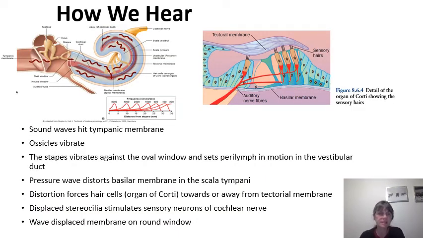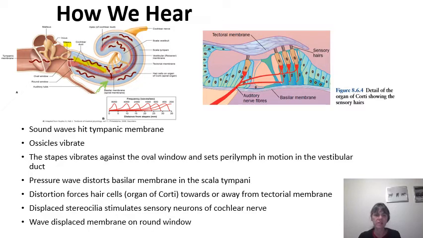Here we can see the stapes vibrating against the oval window of the scala vestibuli. As these vibrations go through, you can see the displacement of the basilar membrane that is attached to the scala tympani, right here. And again, the stereocilia embedded in the tectorial membrane are going to bend.